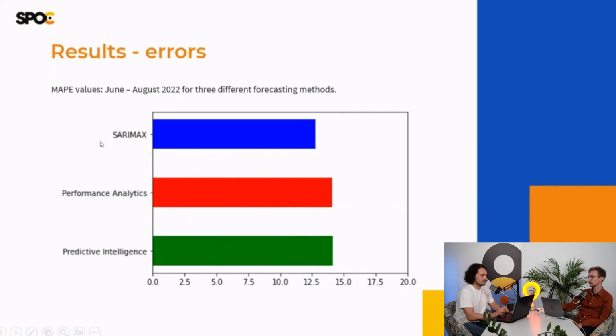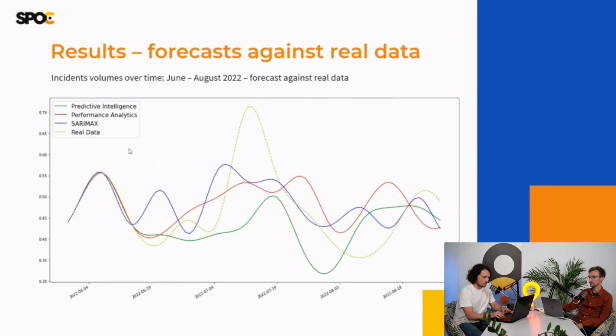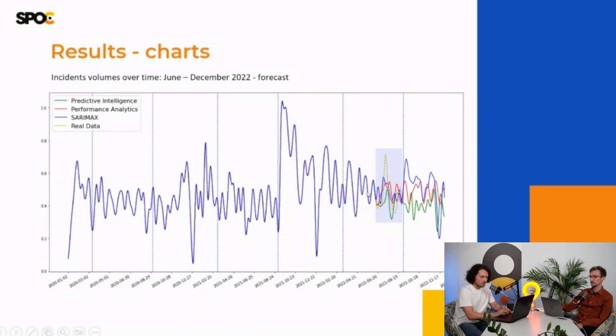Both solutions have more or less the same error accuracy, but Predictive Intelligence, once again, let's stress it, was able to predict the upcoming lower incident count. Maybe I will just return for the moment to this chart. Here you can see that the error was counted from this point to this point, where the number of incidents is somehow averaged, not changing much even in the previous year.